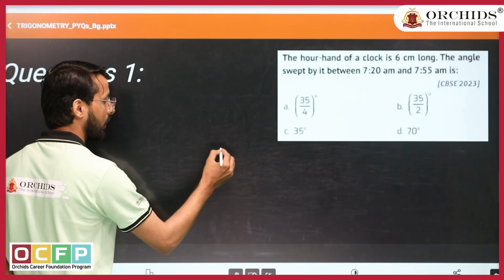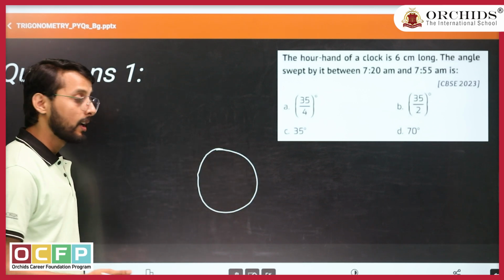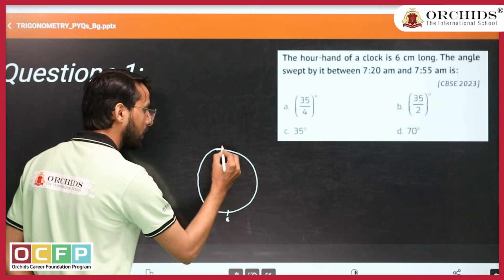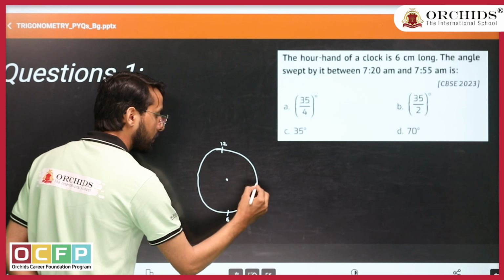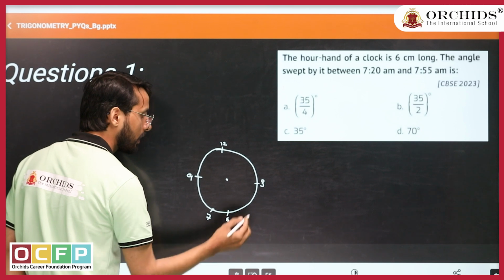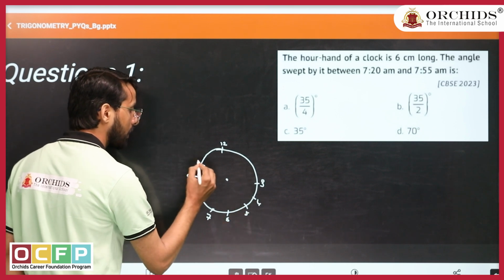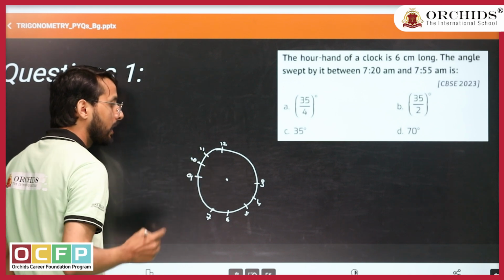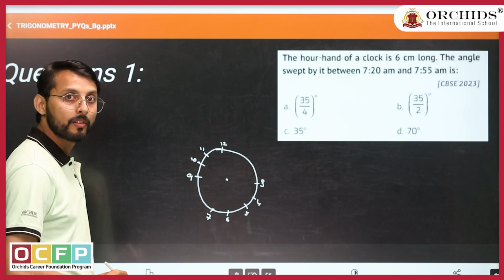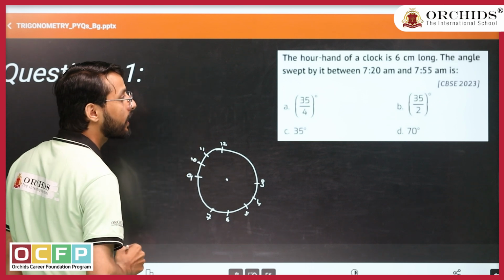So suppose this is a clock. This is the center, this is the hand of 6, this is 12 and this is 3, this is 9. So there will be a 7 and somewhere 4, somewhere 5, this way 10 and here 11. We can see they are telling that the hour hand of a clock is 6 centimeter long. The angle swept between 7:20 and this.